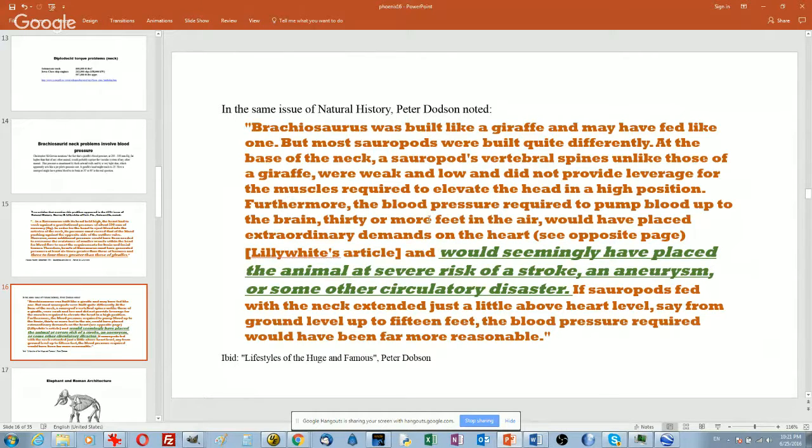So Peter Dobson was thinking in terms of maybe all of these dinosaurs held their necks outwards, right? But again, they didn't investigate the problem with the torque. When I mentioned that to them at the time, they were sort of taken aback. They hadn't even thought about it.